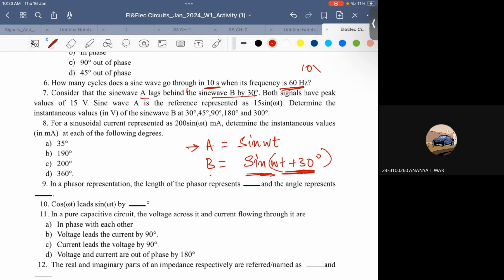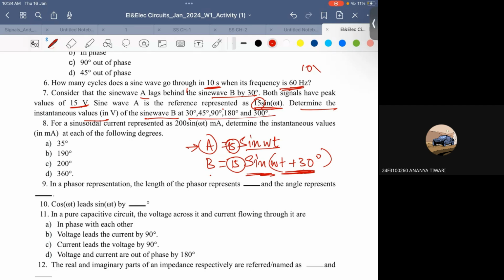Now it has been said, consider a sine wave A that is lagging B by 30 degrees. Both signals have peak value of 15. Let's take sine A as the reference, so A is written as 15 sine omega t. So B will be 15 sine omega t plus 30, because you already know that A is lagging by 30 degrees. Now, what you have to do is determine the instantaneous value for the sine wave B at 30, 45, 90, 180, 300.